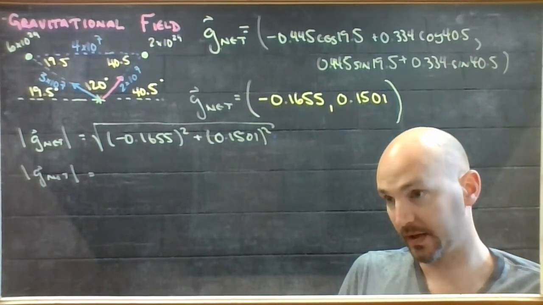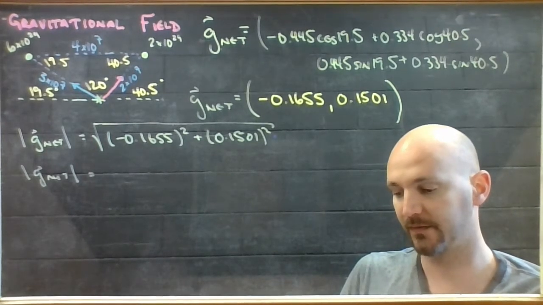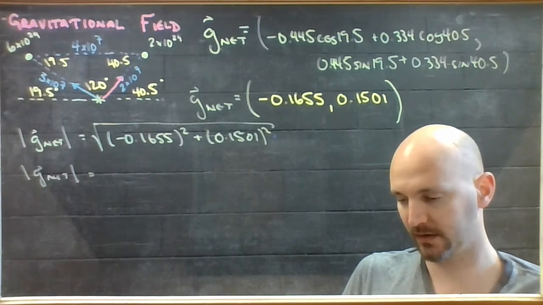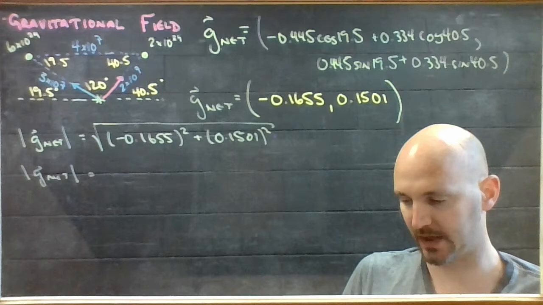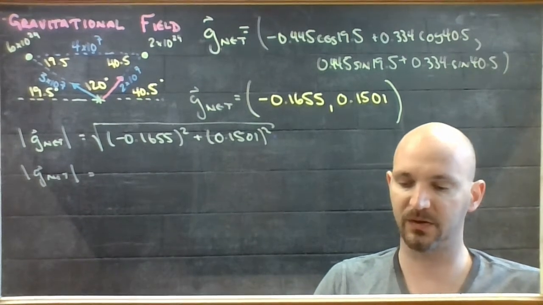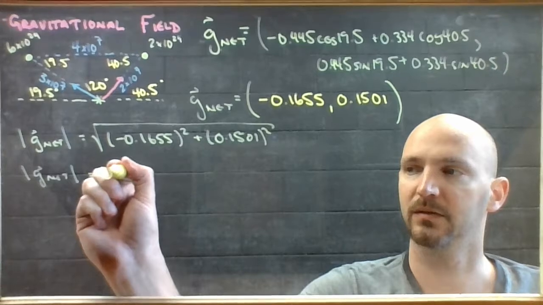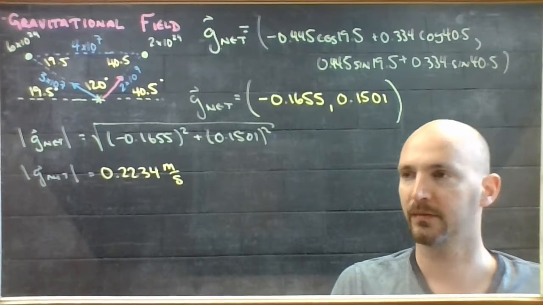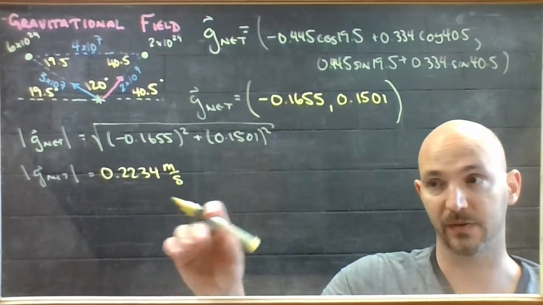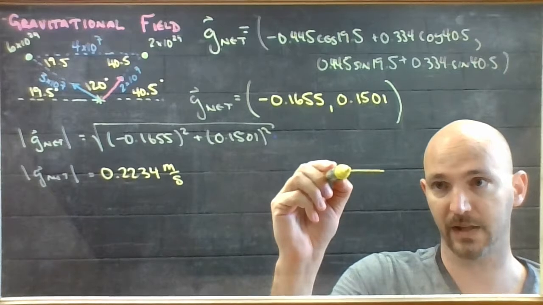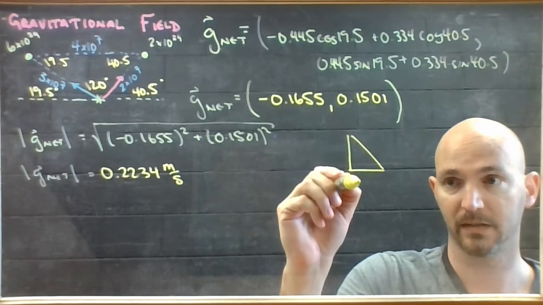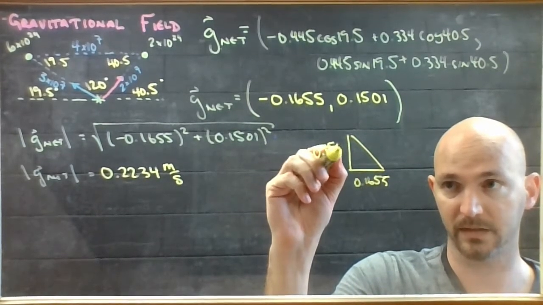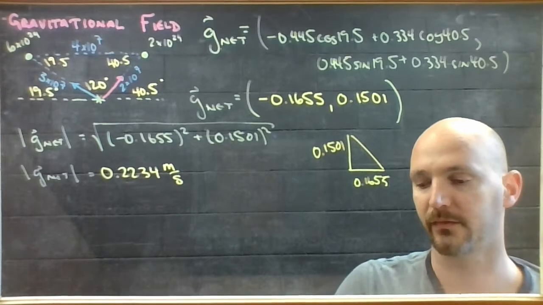So 0.1655 squared plus 0.1501 squared, square root of my answer, gives 0.2234. And I need an angle if I'm going to use that. So this thing is going that way and then that way, 0.1655 and 0.1501.